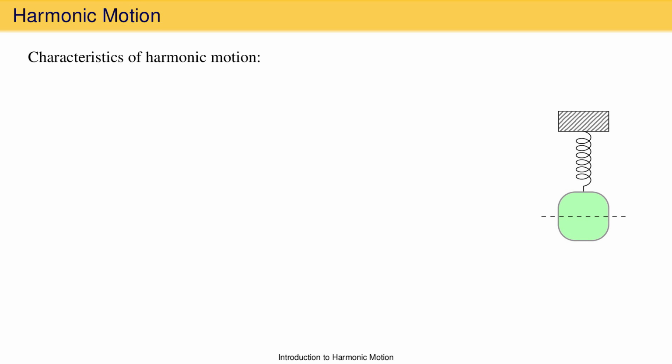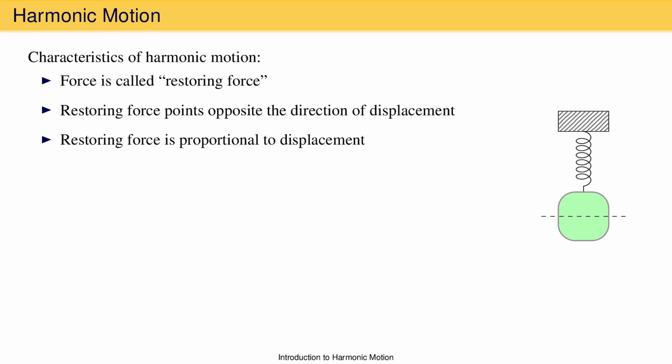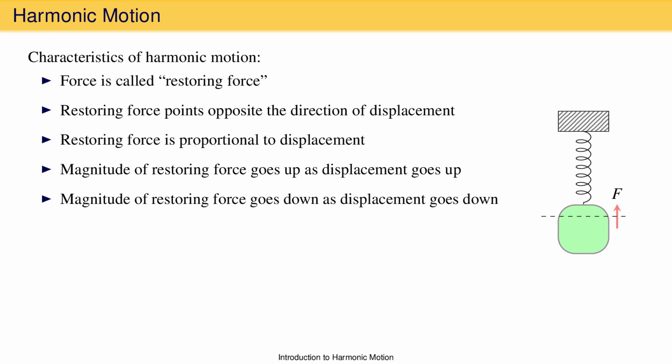In every type of harmonic motion, an object moves under the influence of a force, called the restoring force, that always points in the direction opposite the displacement from equilibrium. The magnitude of the restoring force is always proportional to the object's displacement from its equilibrium position. This means that the force gets larger in magnitude in direct proportion to the object's distance from its equilibrium position, and that it goes down in magnitude as the mass gets closer to its equilibrium position.